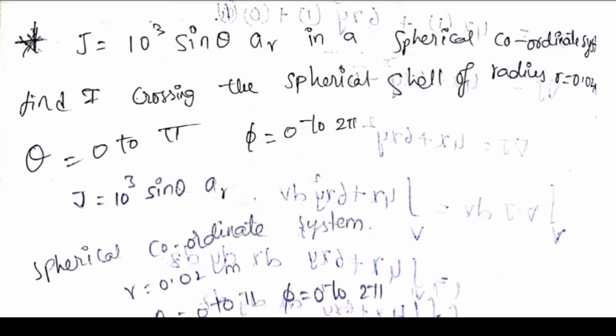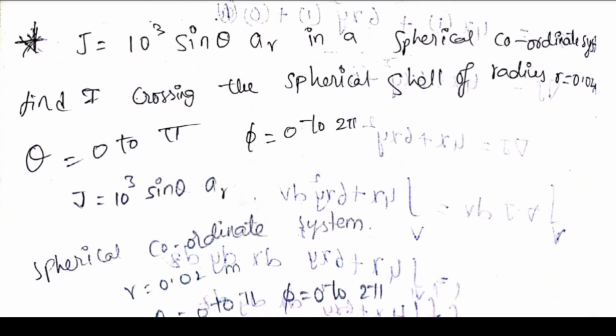Now we go for another numerical problem based on current density. The current density J bar is given by 10 cube sin theta AR in a spherical coordinate system. Find current I crossing the spherical shell of radius r equal to 0.02 meters, that is, theta is 0 to pi and phi is 0 to 2 pi. The limits are in spherical coordinate system.